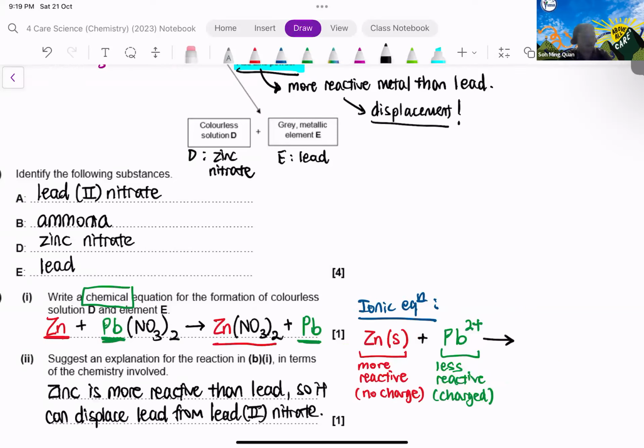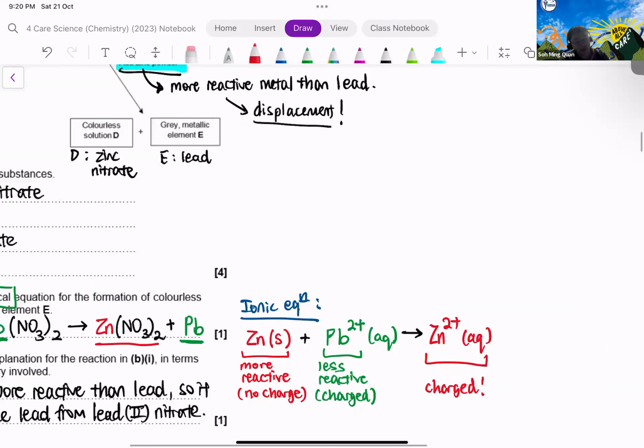Then how do you end off? So now zinc forms zinc nitrate. Sorry, I left out state symbols just now. I'm so sorry. The state symbol for Pb2+ is aqueous. And now zinc forms zinc nitrate, which is Zn2+. You know it's Zn2+ because now it has taken the place of lead. It has displaced lead. Okay? So in zinc nitrate, you have Zn2+, NO3-. Now lead has been displaced. The less reactive element is now uncharged and is no longer aqueous because it's displaced as solid lead.